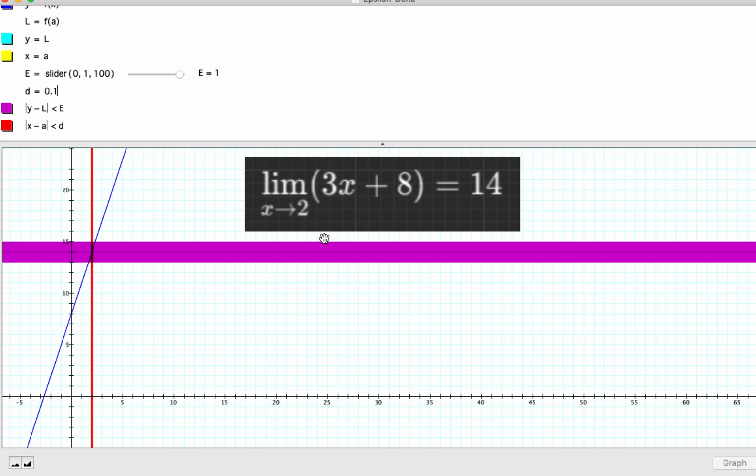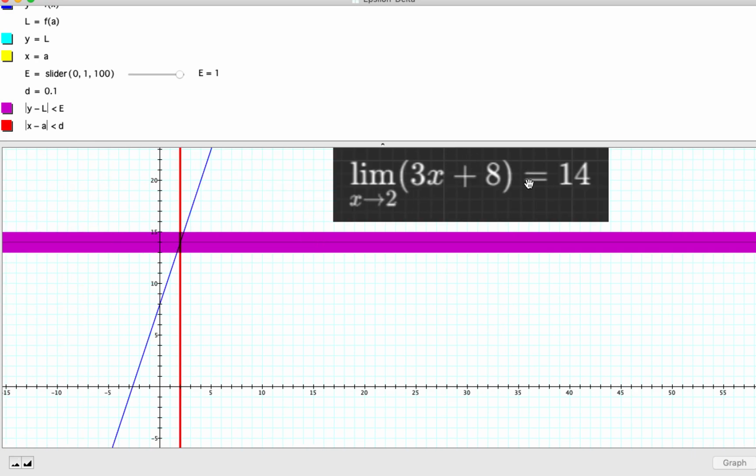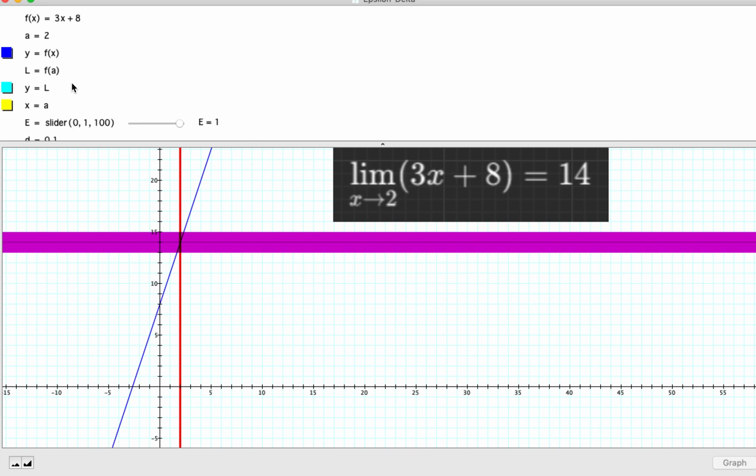So if x is close to 2, you would, of course, get values close to 14 because there's nothing weird going on with this function, right? So this is a limit. But what does that really technically mean? The definition of this really is that, well, this is the graph for the function. The blue thing is the function itself.